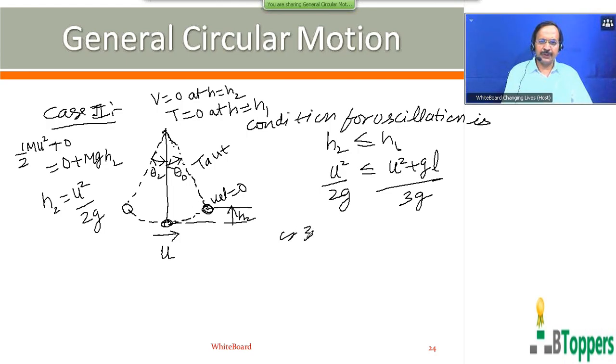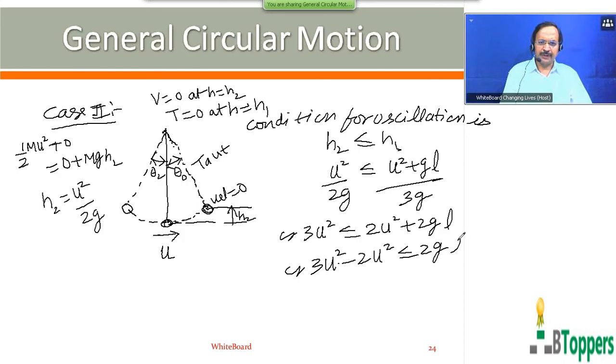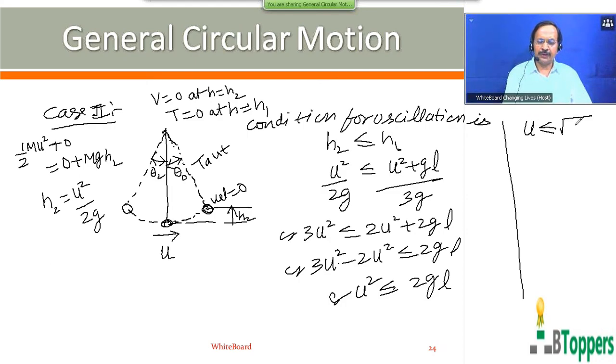So cross multiplying here, 3u square should be less than or equal to 2u square plus 2gl. So 3u square minus 2u square is less than or equal to 2gl, or u square should be less than or equal to 2gl. So the condition for oscillation is that the magnitude of the initial velocity given to the bob in the horizontal direction at the lowest position should be less than or equal to root 2gl, or root 2gr.